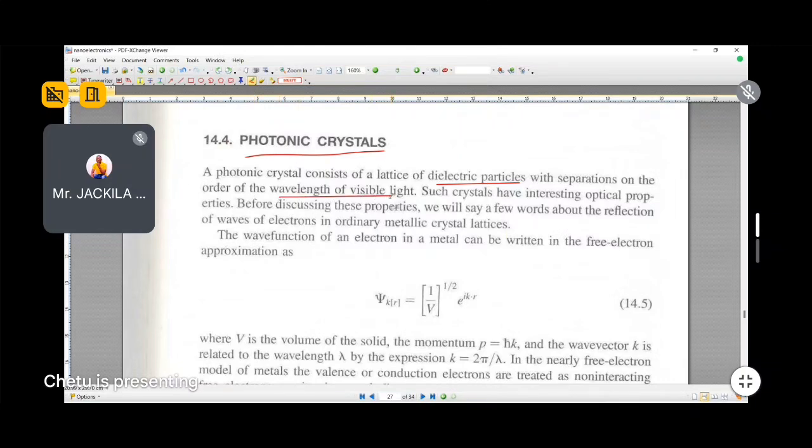In the case of our normal crystal structure, the atomic separation is of the order of the wavelength of X-rays. Here it is of the order of the wavelength of light. Such crystals have interesting optical properties. So, what are these properties? Before that, we will see how the light is reflected, or the reflection of waves of electrons in an ordinary metallic crystal lattice.